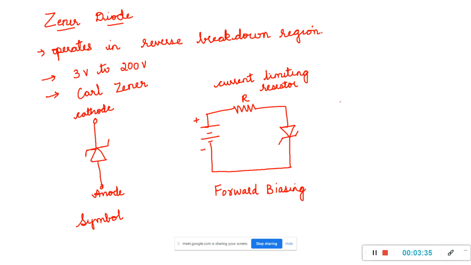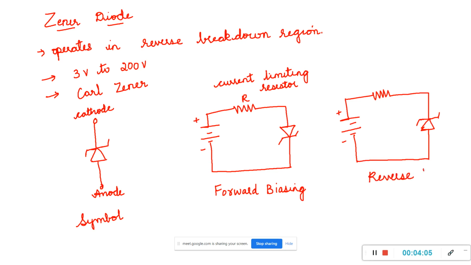Next, I'll be drawing a circuit related to a reverse biasing of the diode. This is a current limiting resistor R. So the diode is placed in the opposite direction. You can see this. Hence the battery is connected in the reverse way. Hence it is a reverse biasing.